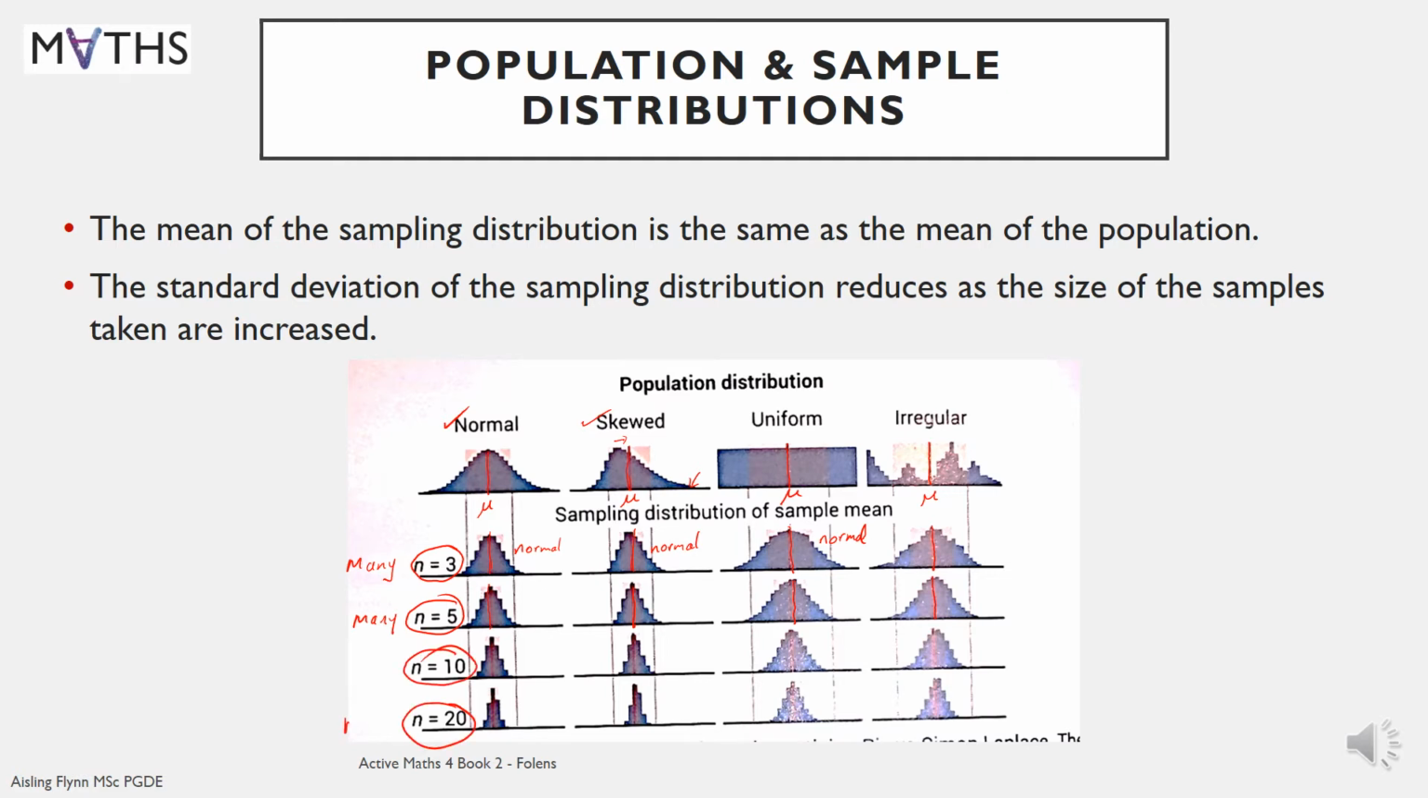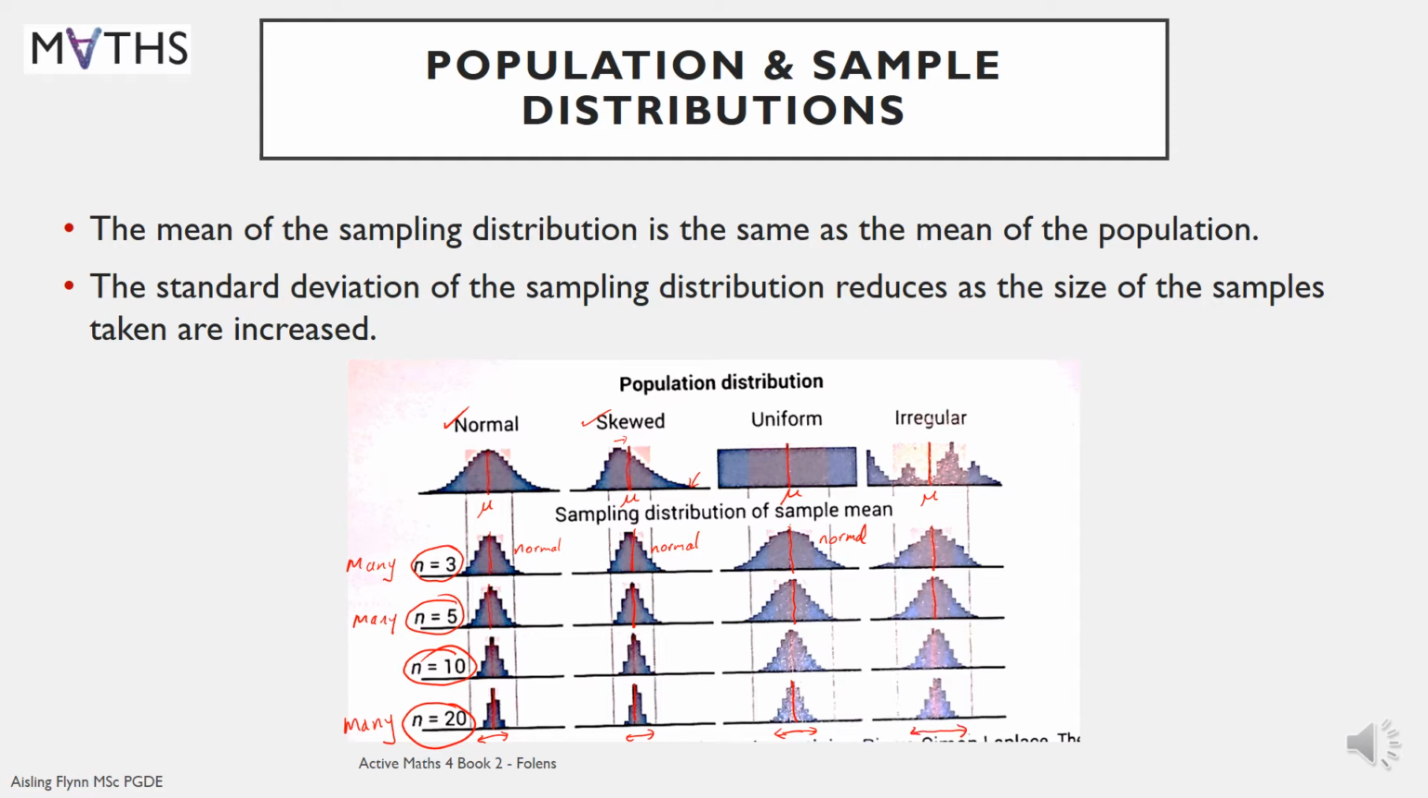You can see that more clearly with n equals 10 and n equals 20. So if you take many samples of size 20, the mean agrees with the population mean, but the spread of that distribution is much narrower. And the same is seen all the way across.